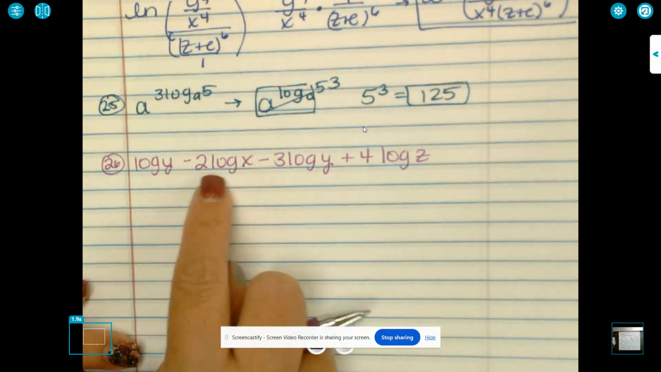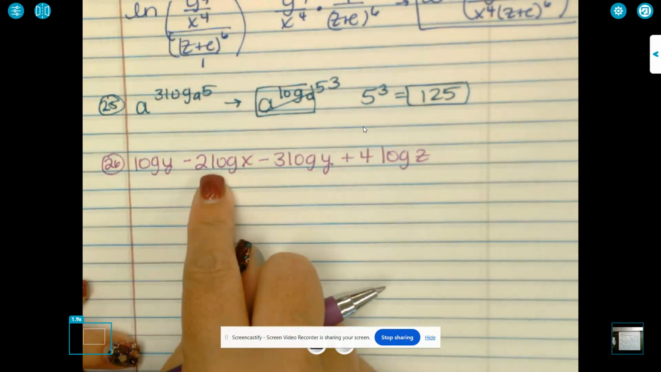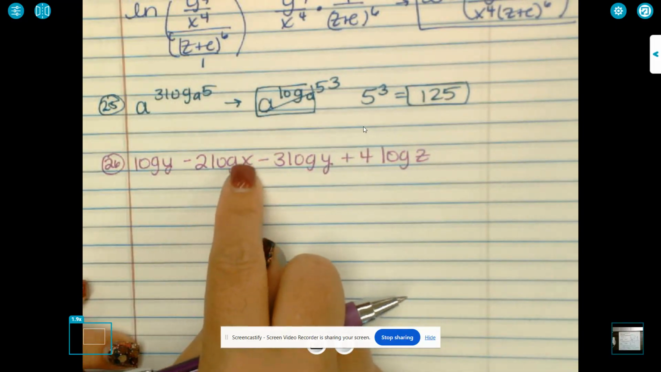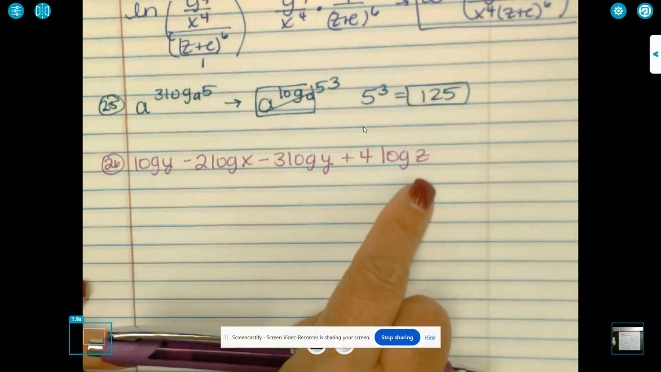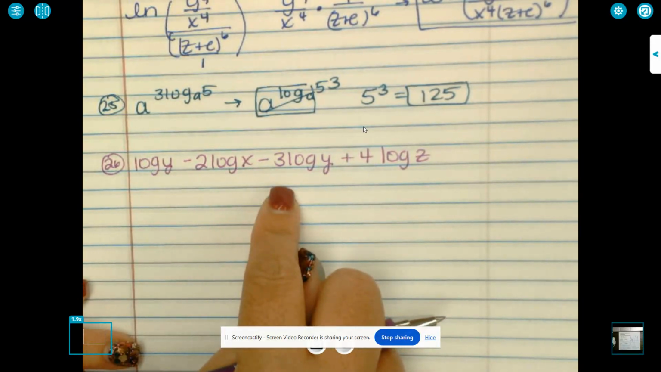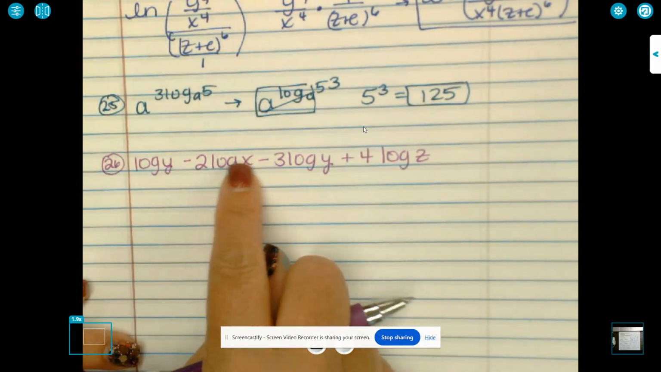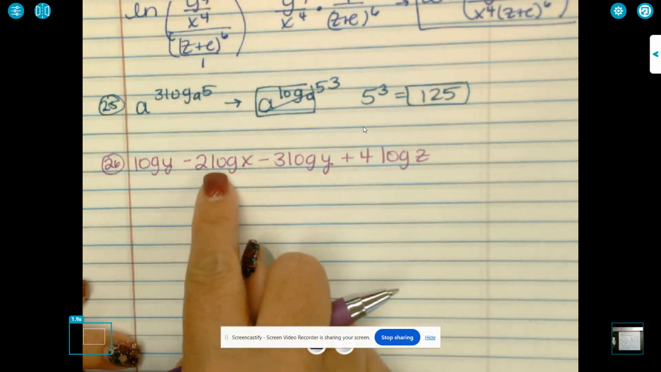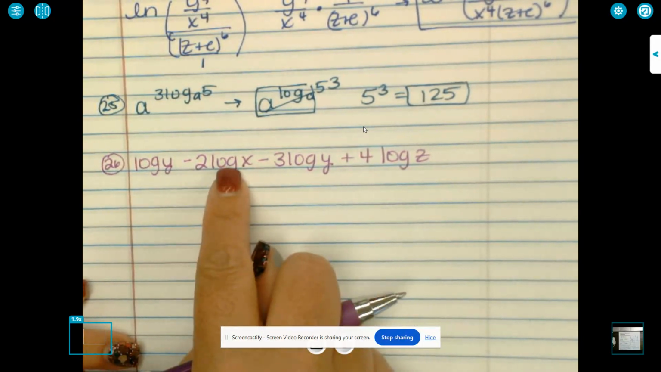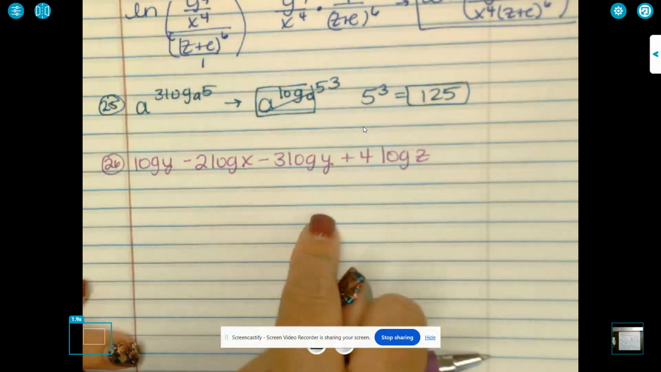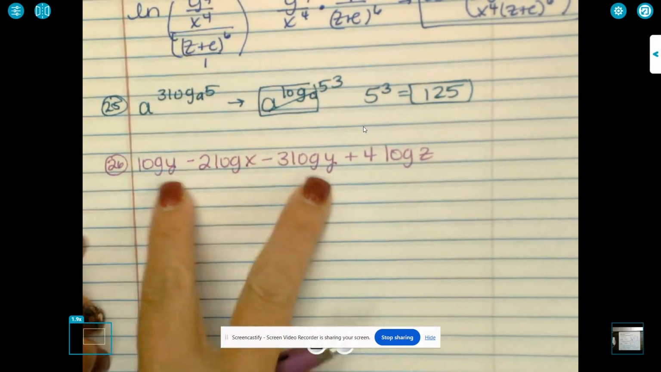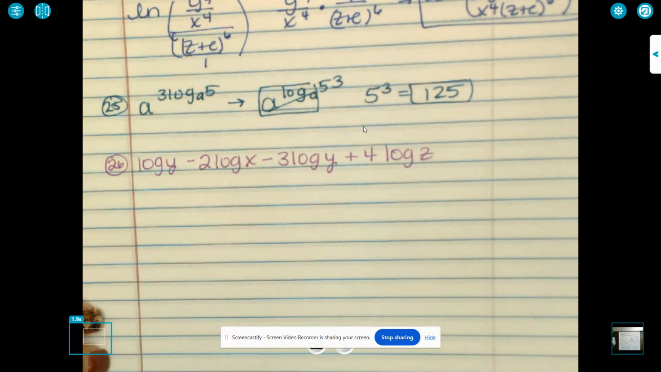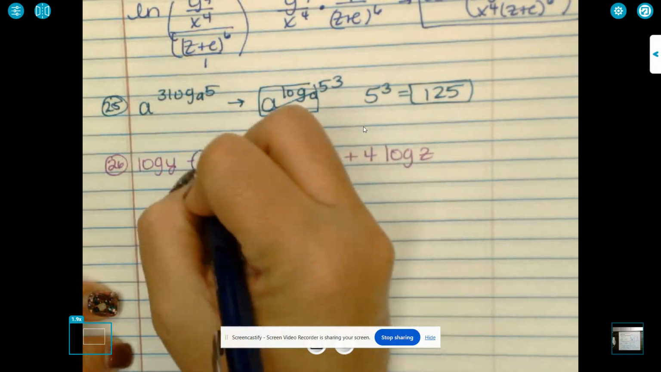So you could have rewritten this problem to just be negative 2 log x minus 2 log y plus 4 log z. You can rearrange that any way you want to. You could put the 4 log z in the front, so you'd have 4 log z minus 2 log x minus 2 log y. It's not going to change your final answer. It's just whatever's easier for you. Most of you probably would not have recognized that right there, so I'm going to treat it as if you didn't. So I'm going to go ahead and move my exponents.